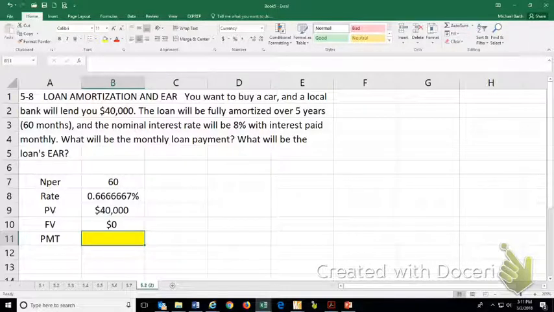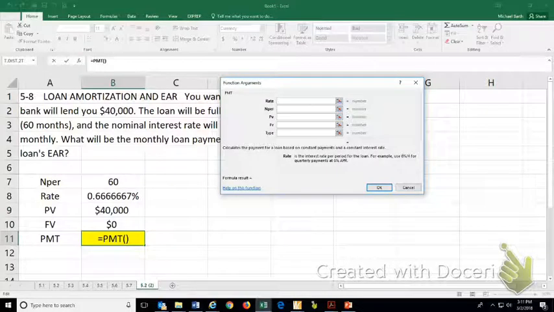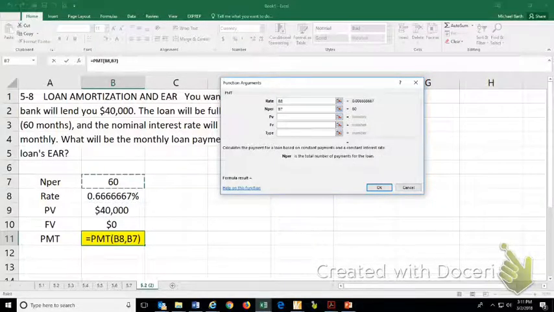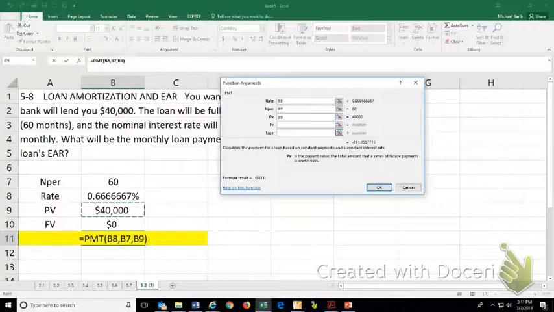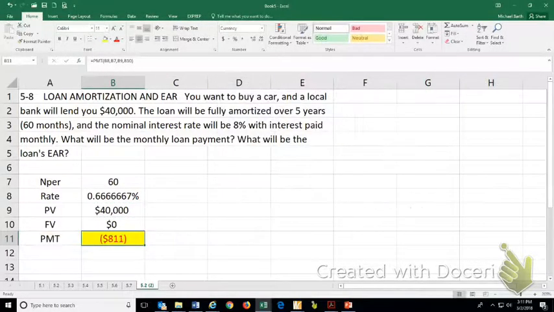The monthly loan payments are ordinary annuities. So if we do PMT, open parens, and click on the PMT on the FX button, it'll pull up the PMT function argument box: rate, number of periods, present value, future value. And there it gives you car payments of $811.06 per month.